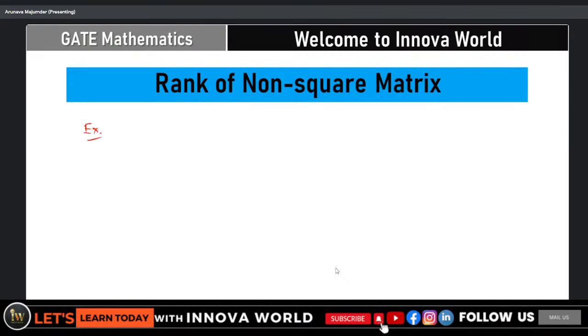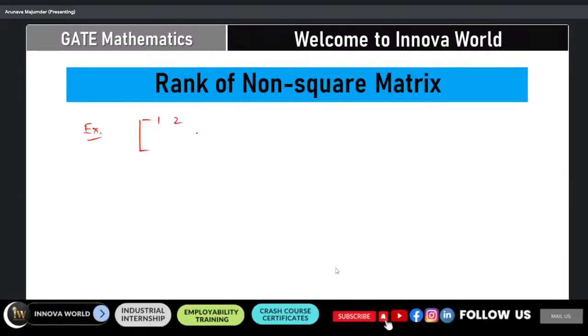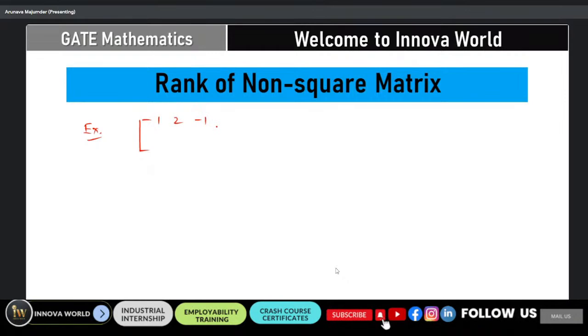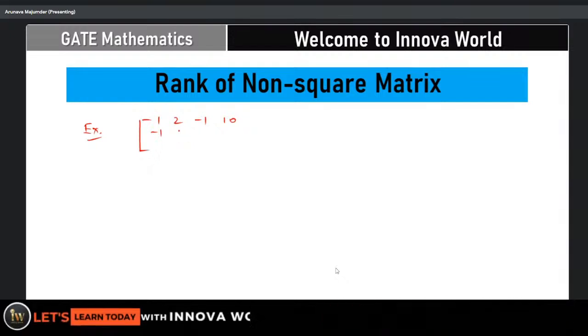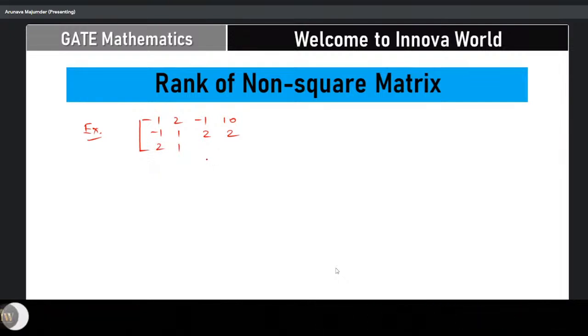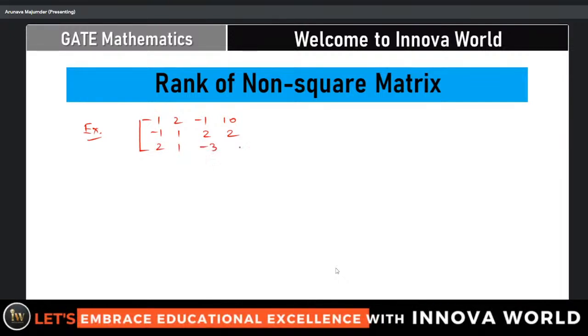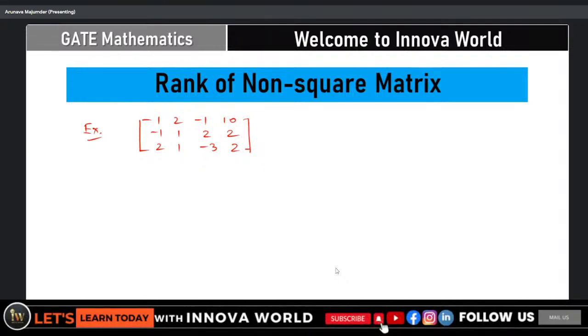Let us find this matrix. This is quite a large matrix. 1, 2, -1, 10, -1, 1, 2. So this is the matrix.